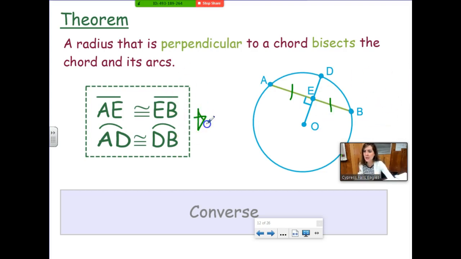And then you can put this if you want. This is just me writing the theorem with symbols. You don't have to put what's in green. So you need the picture and you need the theorem. You don't need what's in green unless you have extra time to write it down.